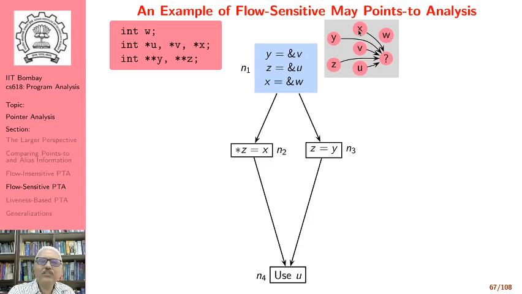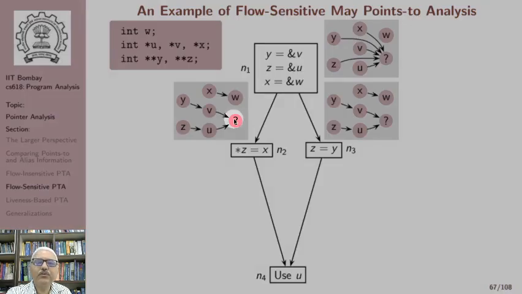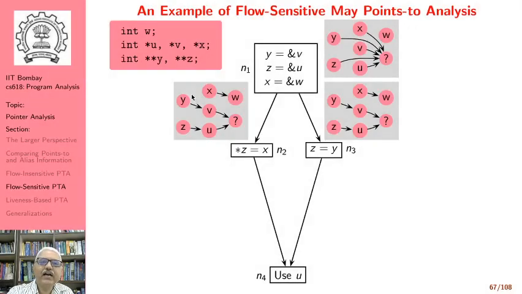Now, as a consequence of this assignment, the pointees of x, y, and z will be changed. They will not remain question mark anymore. Y will point to v, which will continue to point to question mark. Z will point to u, which will continue to point to question mark. Here y points to v, z points to u, and x points to w. So this is the points-to information that we get under may points-to analysis at the exit of N1, and therefore at the entry of N2 and N3.